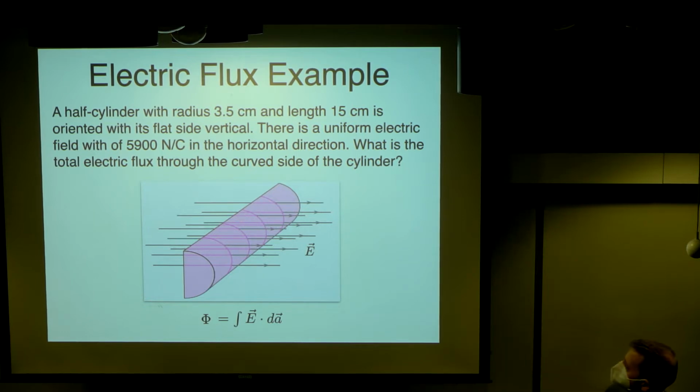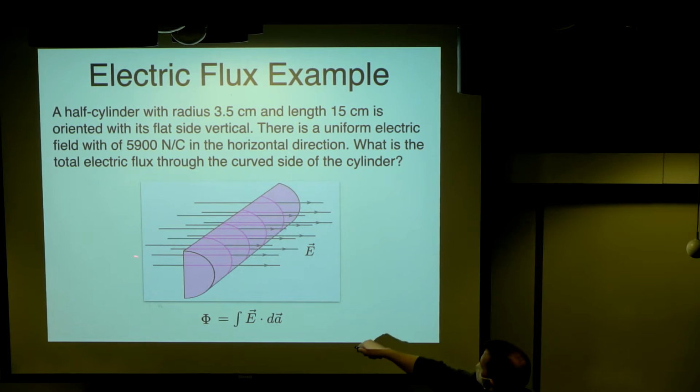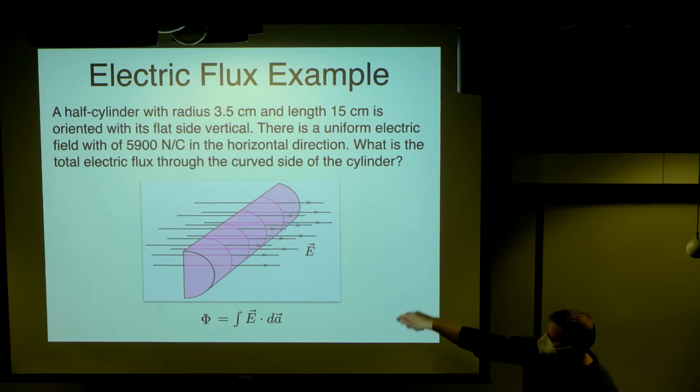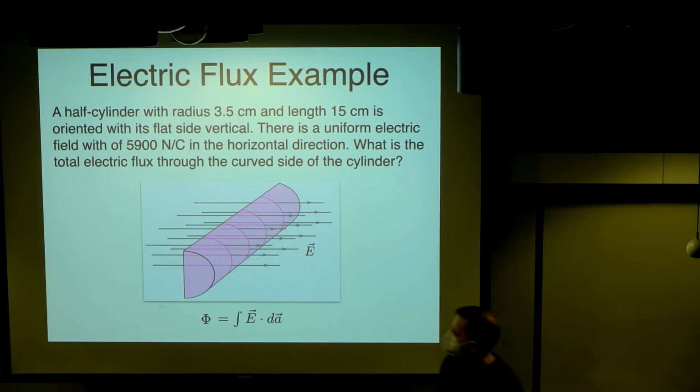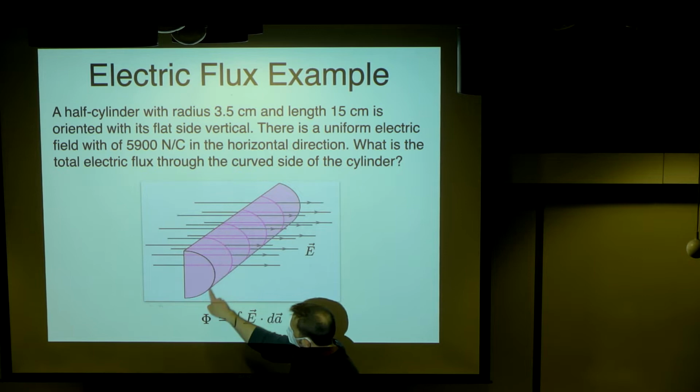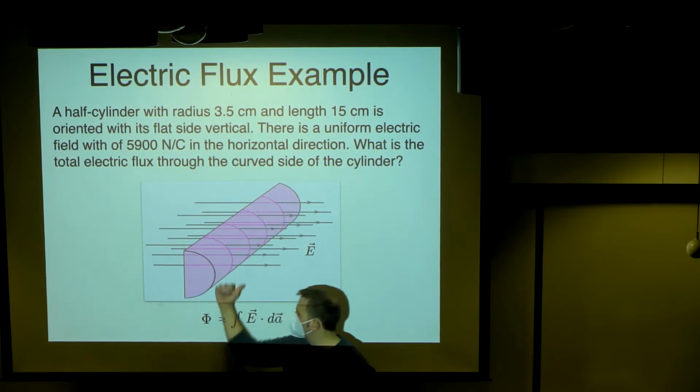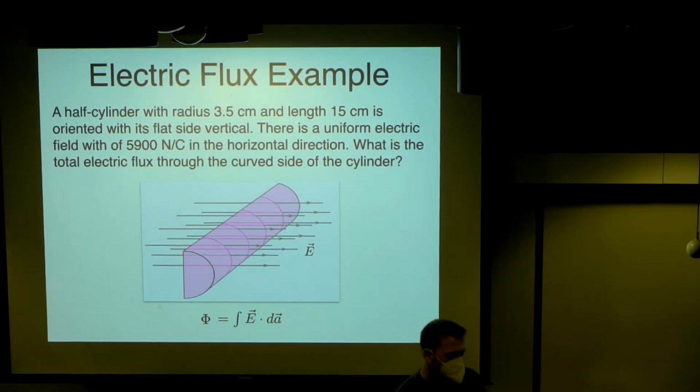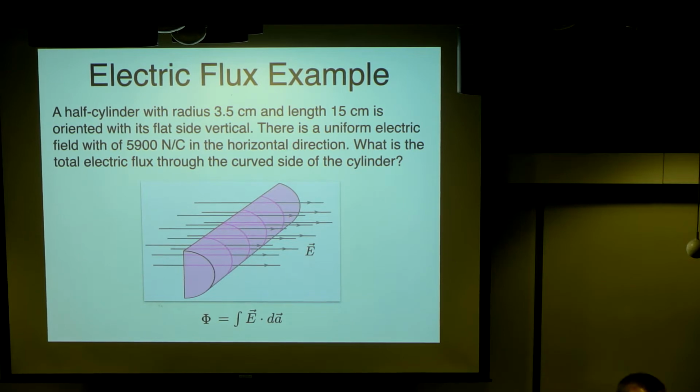All right, so let's imagine that there's a uniform electric field with a magnitude of 5,900 newtons per coulomb, going in the horizontal direction like this. The question is, what is the total electric flux through the curved side of the cylinder? So you see what I'm saying here? This curved part has some electric field lines coming out of it. So what we're trying to do is calculate the flux of those electric field lines coming out of that curved part of the surface.